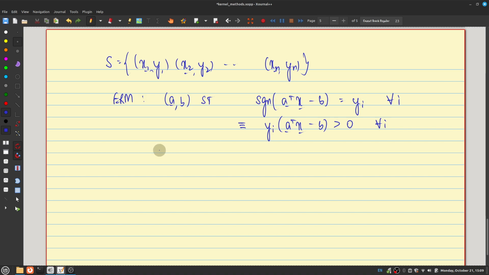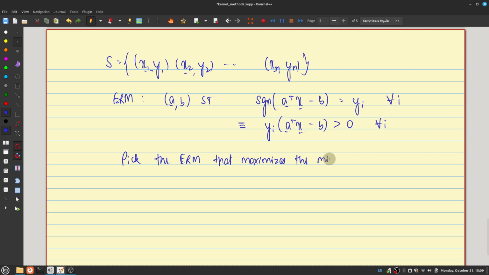Okay. So as we discussed, which one now among these ERMs should we pick? Let's try to pick the ERM that maximizes that. Of course, it has to be an ERM, and it also maximizes the minimum distance to the hyperplane.